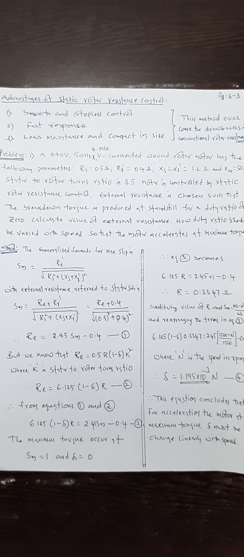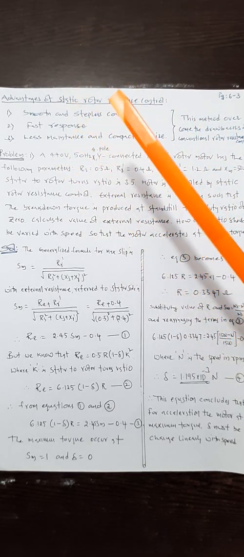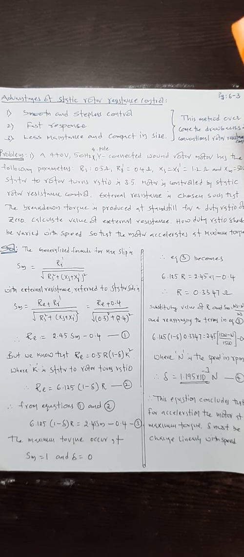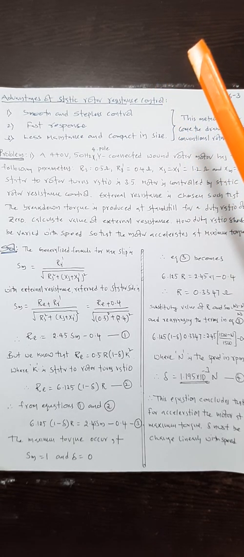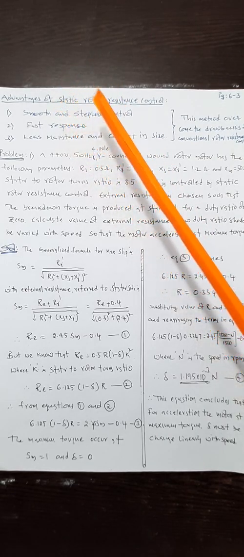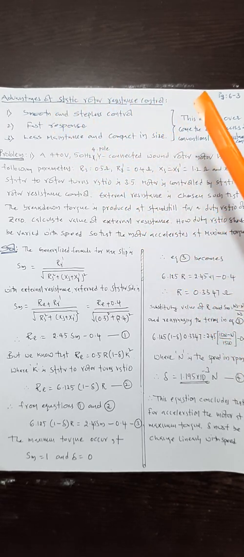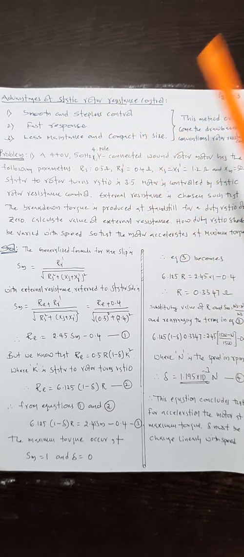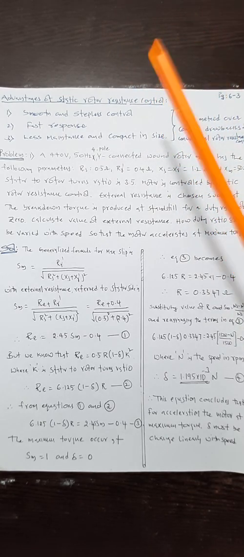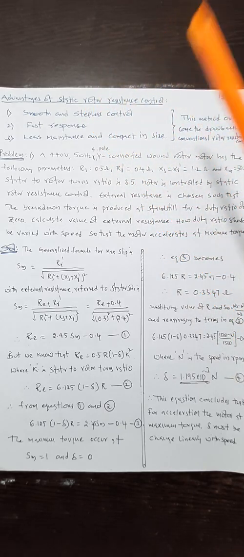Yes. Here the advantage is the static rotor resistance control. From an advantages point of view, whatever the drawbacks in the conventional rotor resistance control, they should be overcome with the help of the static rotor resistance control. And what are the advantages? Mainly we have to highlight smooth and stepless control, faster response, less maintenance, and compact size. These are the advantages of the static rotor resistance control.